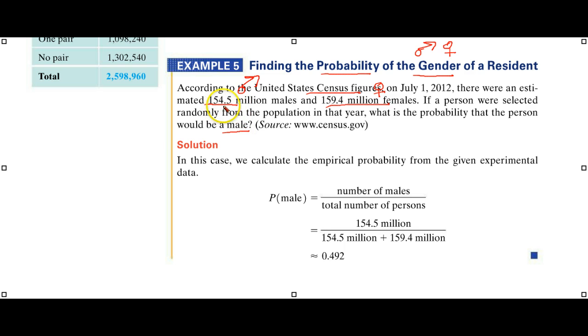Well, the outcome you're looking for is a male, so that would put the number of males there. Out of your sample space would be the sum of these two, and it comes out to be that as a decimal. Again, this is a little smaller than this, so this value is appropriate, that it's somewhat smaller.